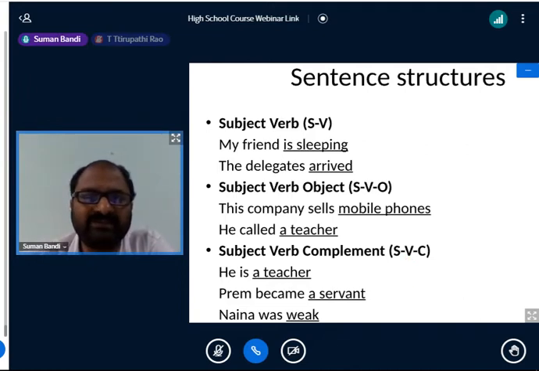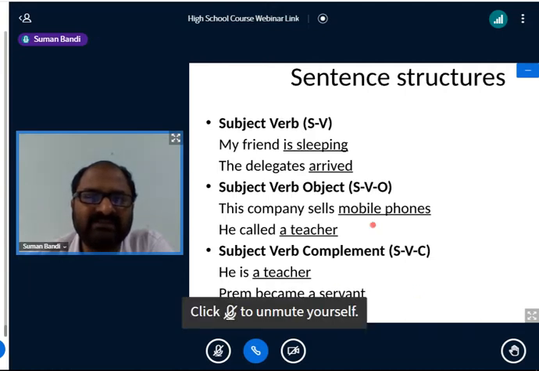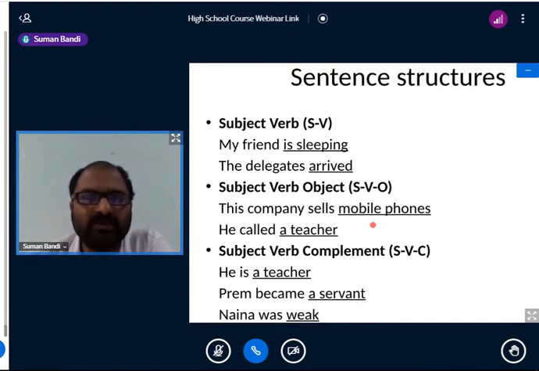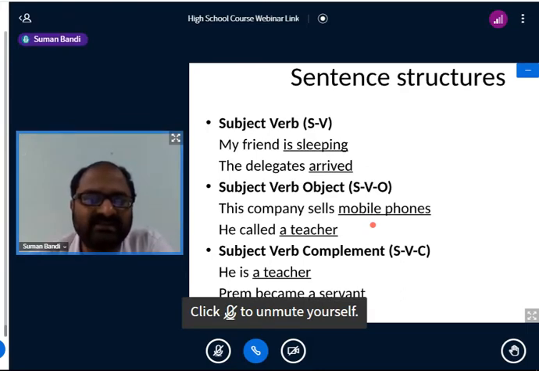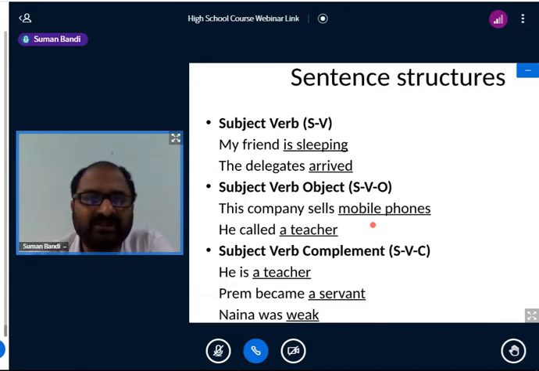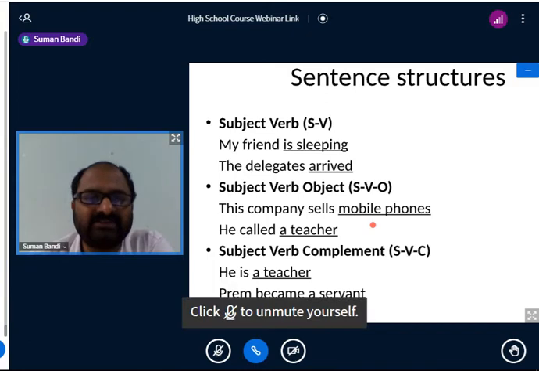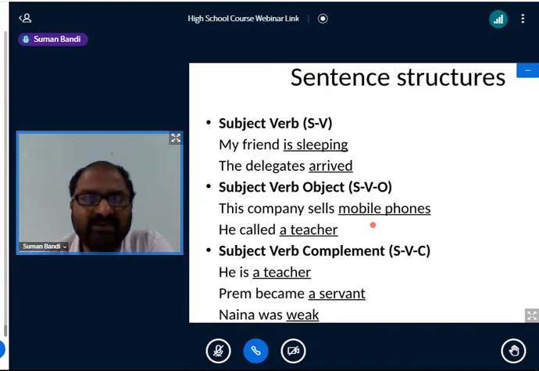In sentence level grammar, the next important thing that we need to know is sentence structures. These things are very important according to me, high school teachers, because you should not teach these to students, but this knowledge will help you analyze sentences. As high school teachers, you should be able to analyze sentence structures. Why? Because your ability to analyze sentences actually means you can analyze students' language, students' mistakes.